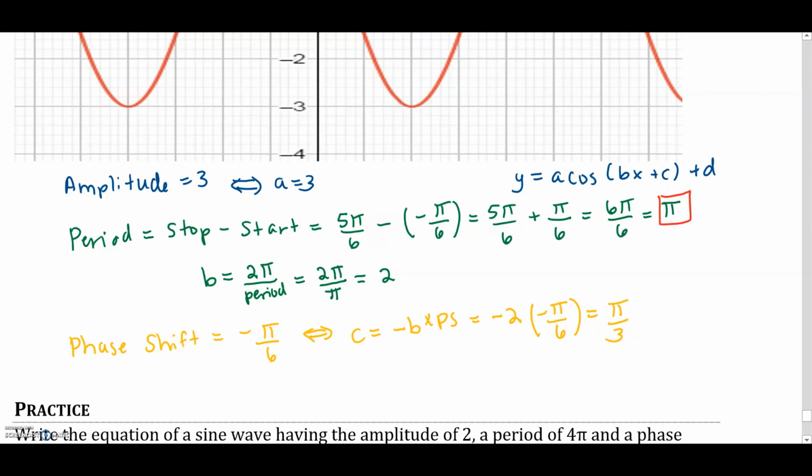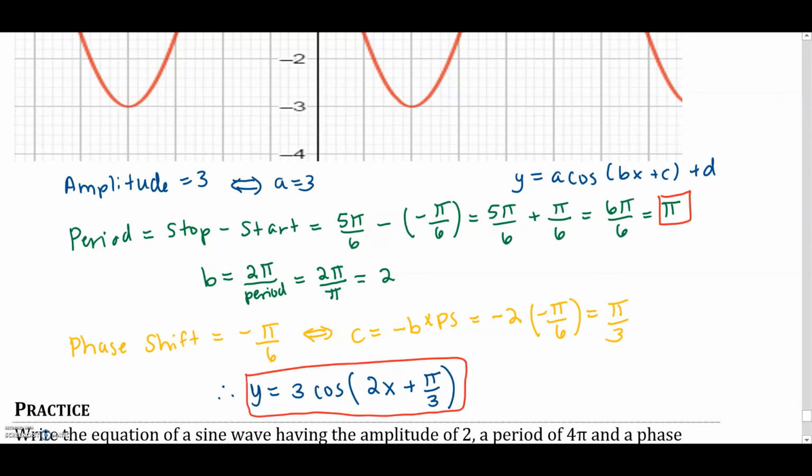Therefore, we can express our final equation: y is equal to 3 times cos of (2x plus pi over 3). And we know our d value is equal to 0 because the midline of the function is the x-axis. So now we've seen how to determine the equation of a function if we're given the amplitude, period, and phase shift, or if we have a graph to determine the amplitude, period, and phase shift.